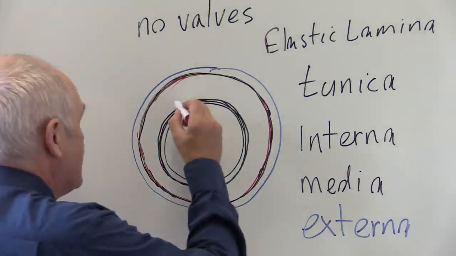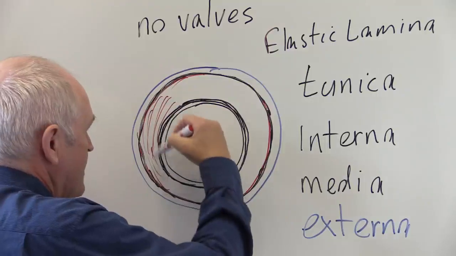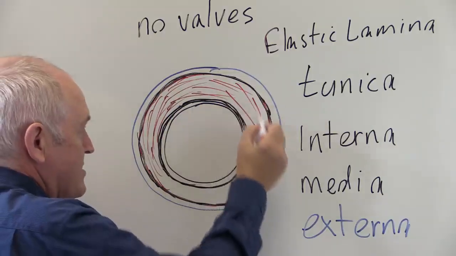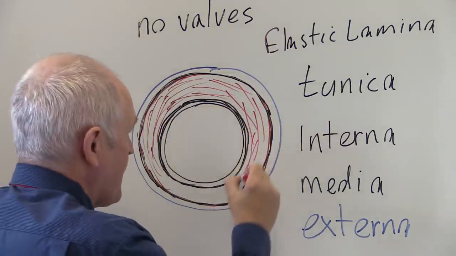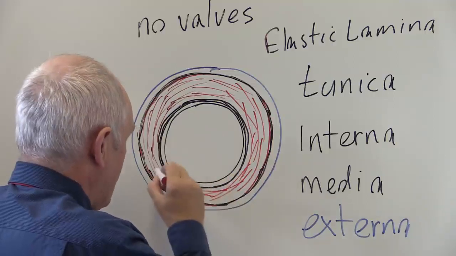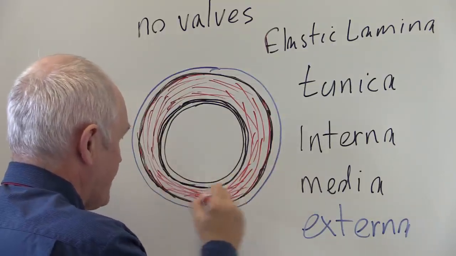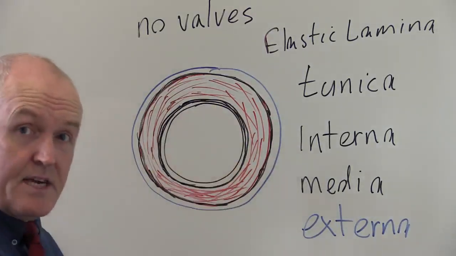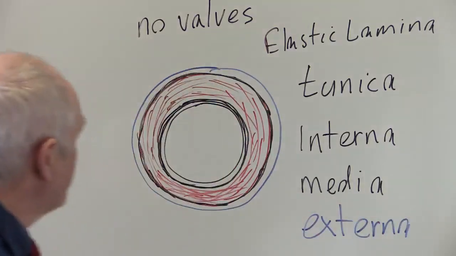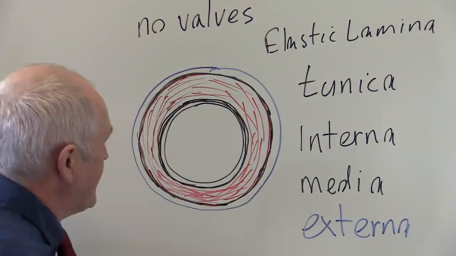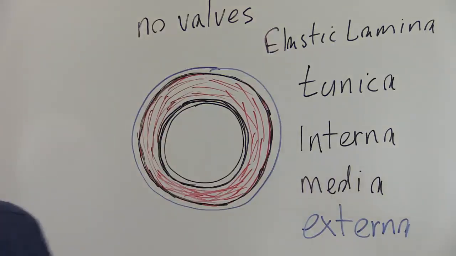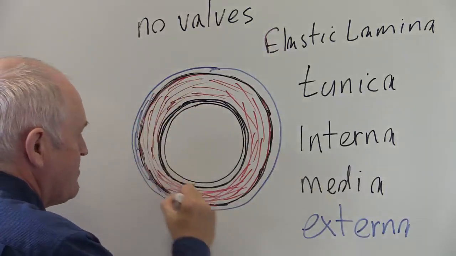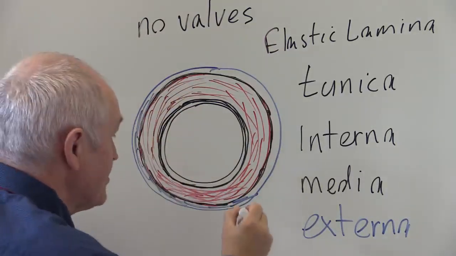Then in the middle layer here, we have mostly smooth muscle with some elastic fibres, a little bit of collagen as well, forming the muscular coat of the artery. So vascular endothelium on the inside, lining the lumen to give a nice smooth flow of blood. Then the media with its elastic lamina, and then the adventitia, or the externa, around the outside. And the externa is largely elastic tissue and collagen.